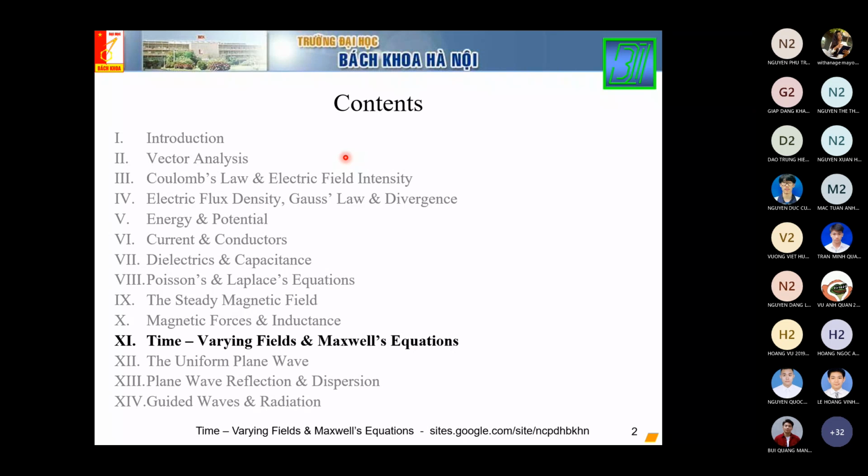Okay, so in previous chapters, we established the fundamental relationships of electrostatic fields and static magnetic fields. In this chapter, we study the time varying fields. Some relationships remain the same. Some others change a little.